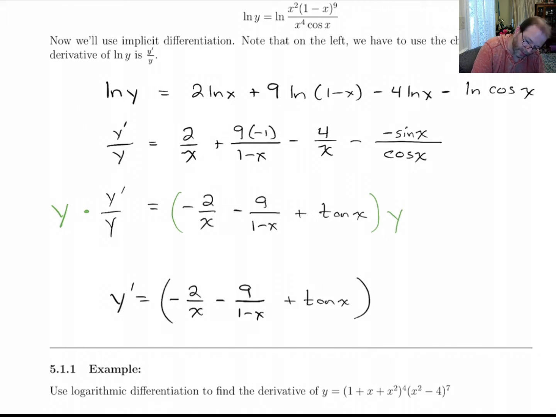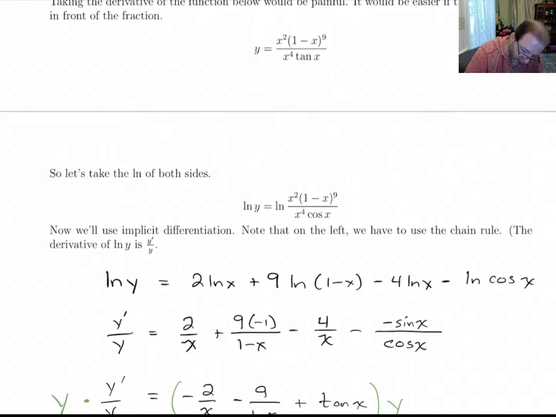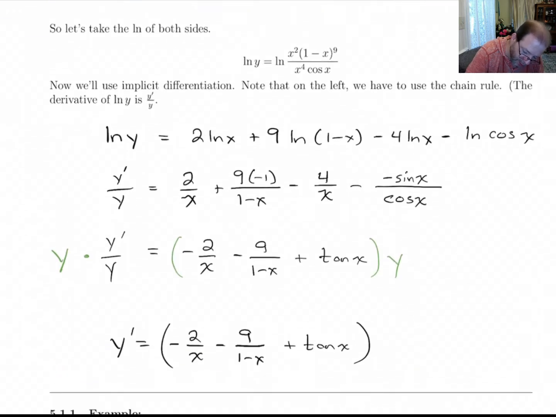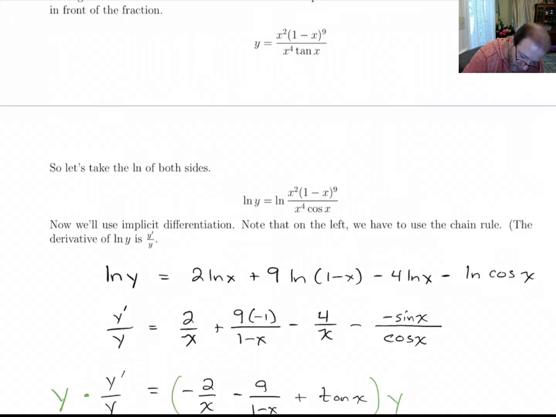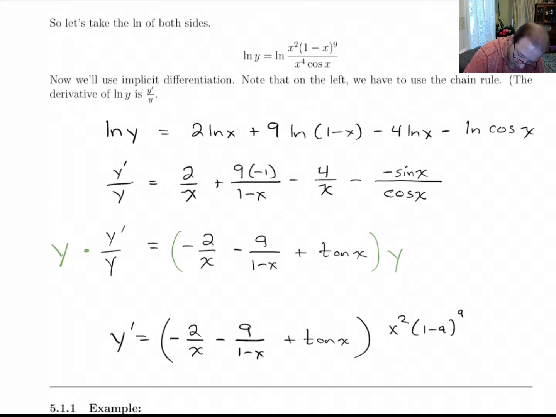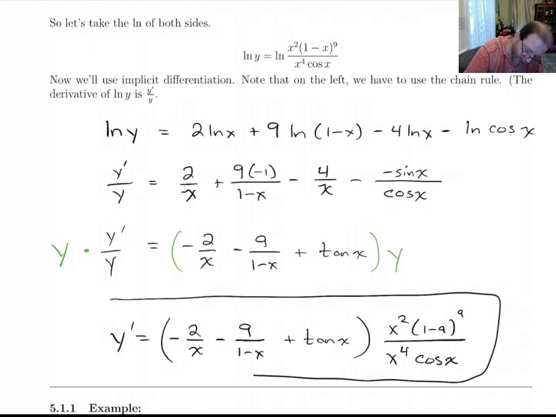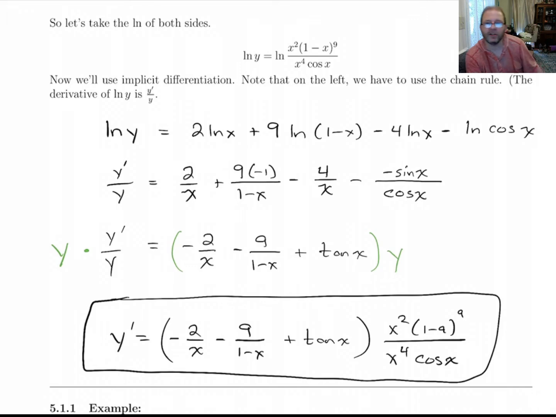And instead of putting y here, let's put what y is equal to. Scroll back up here. Y was our original function, x squared times (1 minus x) to the 9th over x to the 4th cosine x. Now you could distribute that through and stuff would cancel on each one of these, but I'm not going to ask you to do that. This is sort of big and ugly. So I would say leave it like it is, and that's our answer.